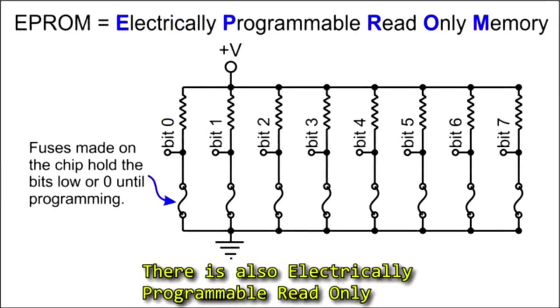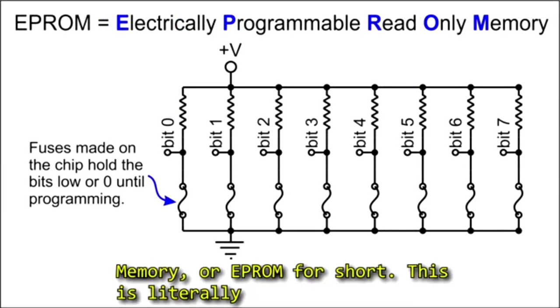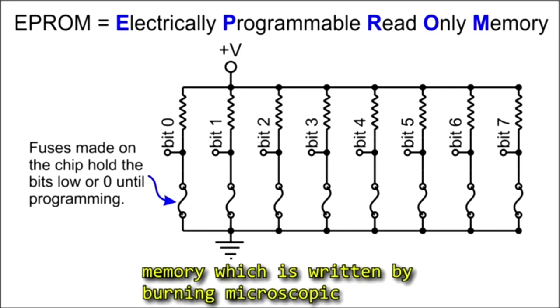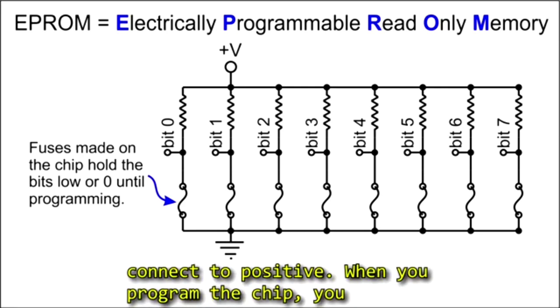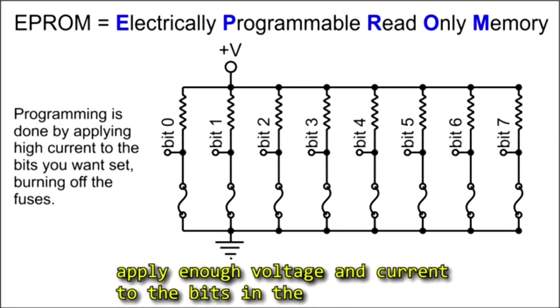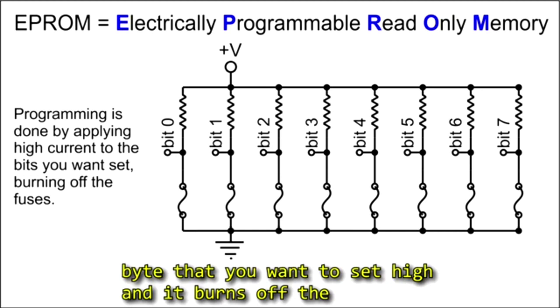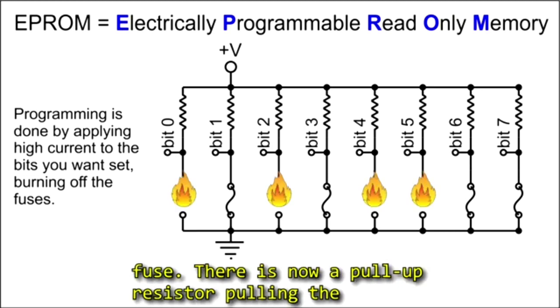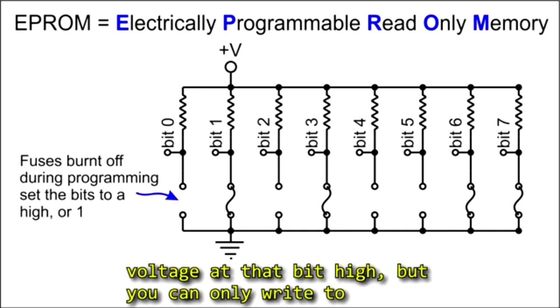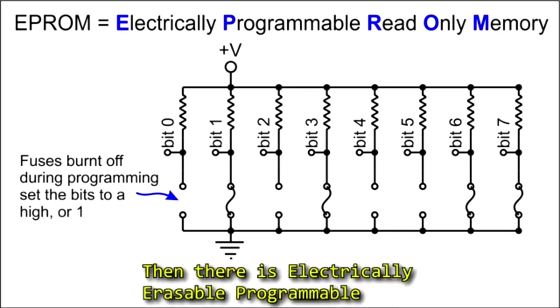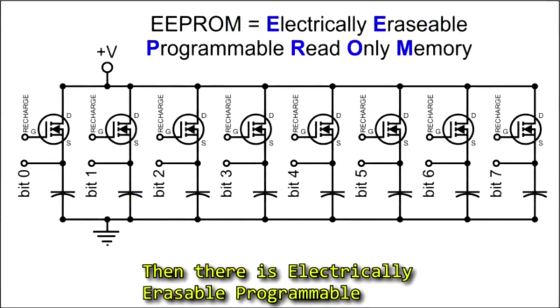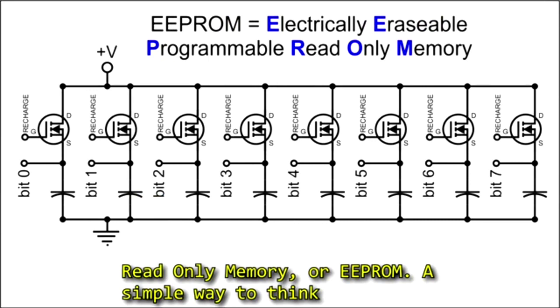There is also electrically programmable read-only memory, or EPROM for short. This is literally memory which is written by burning microscopic fuses in banks. You'll have a byte of fuses which connect to positive. When you program the chip, you apply enough voltage and current to the bits in the byte that you want to set high, and it burns off the fuse. There is now a pull-up resistor pulling the voltage at that bit high, but you can only write to it once.